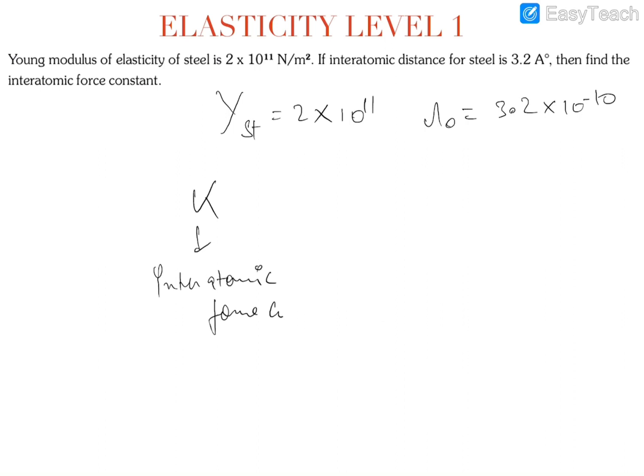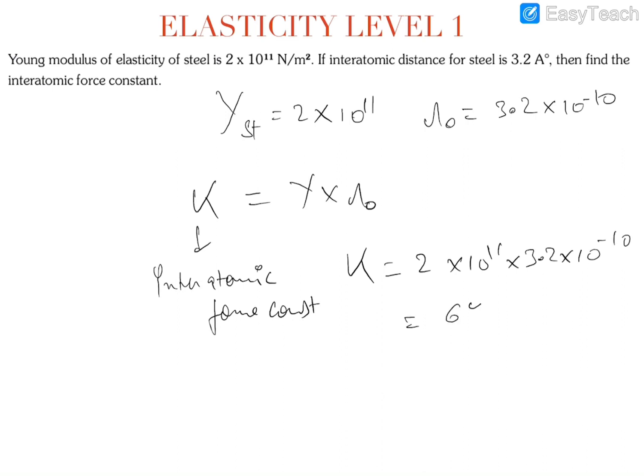is equal to gamma into R naught, where R naught is the interatomic distance and gamma is Young's modulus. So K is equal to 2 into 10 raised to power 11 into 3.2 into 10 raised to power minus 10. So this is 64. K is 64. Okay, and the unit of this K is Newton per meter. Okay, so this is the interatomic force constant.